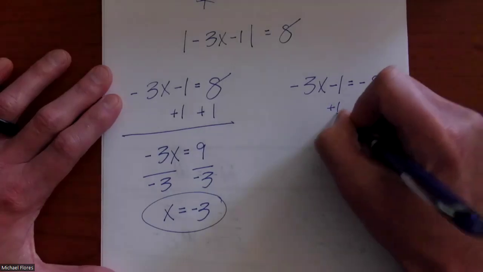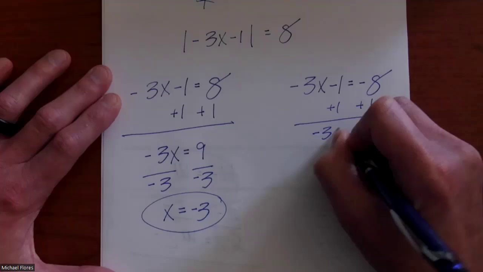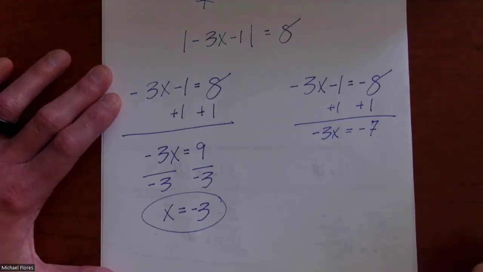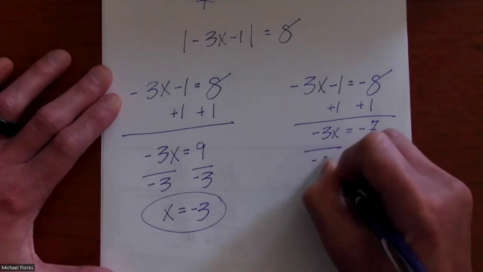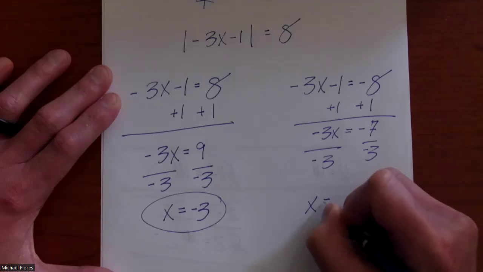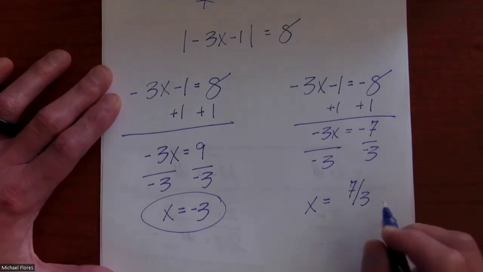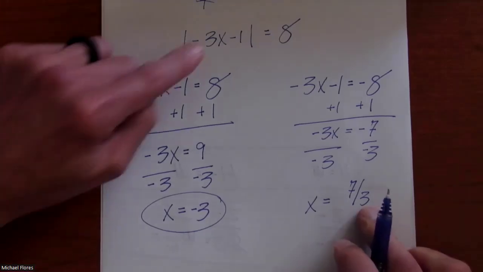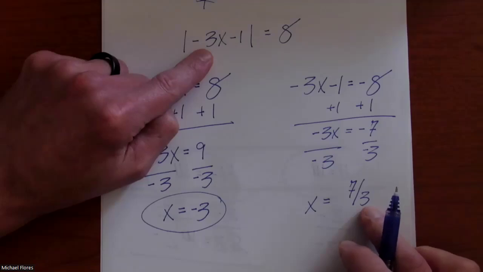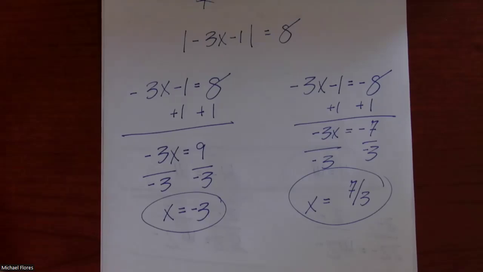Let's solve this one now. Negative 8 plus 1, negative 7. X equals 7 over 3. It's a fraction, but it still would work. If we took 7 over 3 and substituted it there, you would see that it also equates to the absolute value of 8. Both of those are the solution.